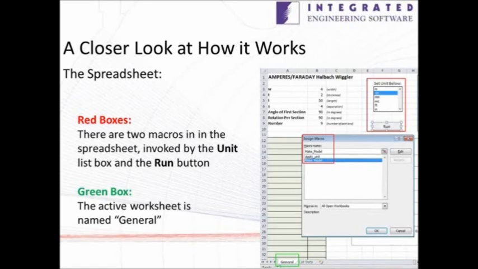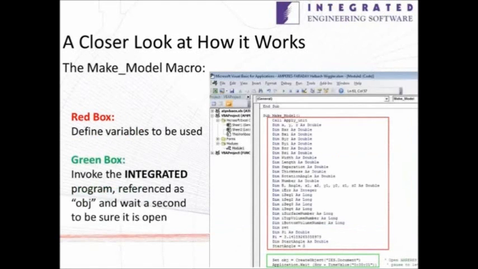And I also point out in a green box down at the bottom, this particular spreadsheet has been named General for reference from the macro. So when you look at the macro, the first thing that you see is a bunch of variable declarations that will be used within the code.